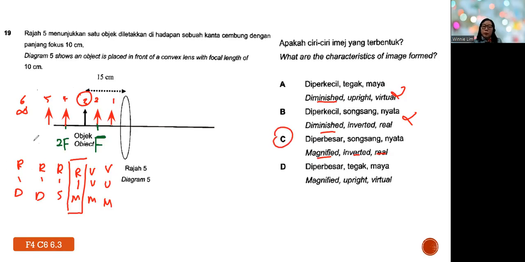So if you know this rhythm, and of course you also know how to draw the ray diagram, then it's easier for you to get the answer. You don't need to draw it out because you already know this is the sequence.